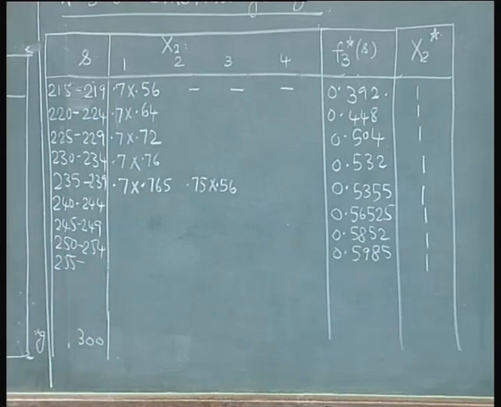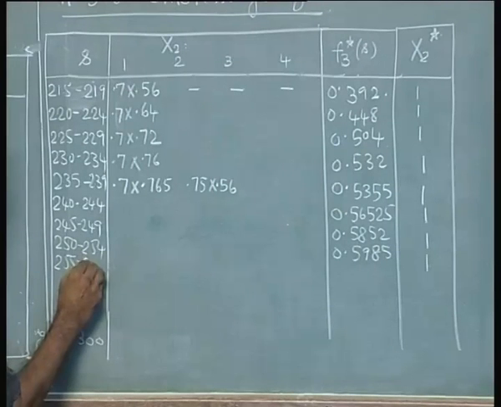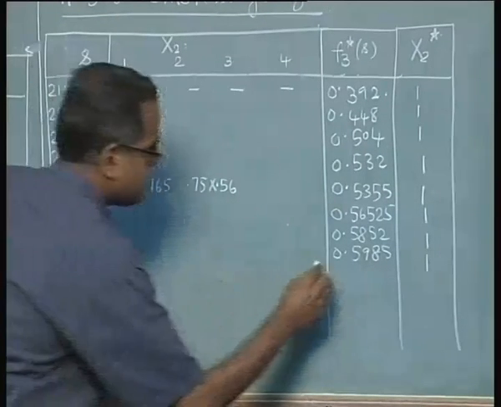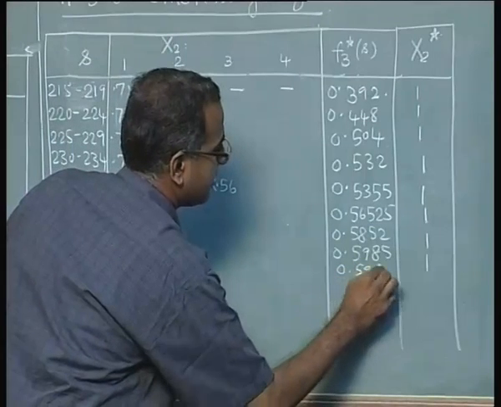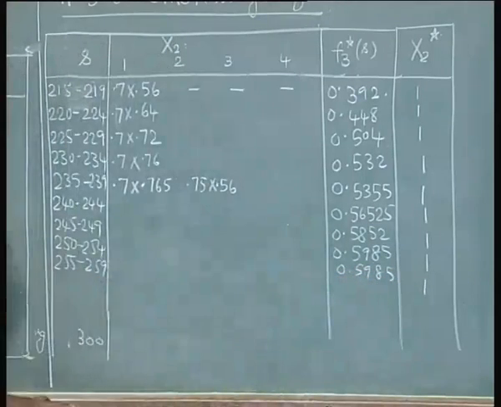255 to 259 we have the same 0.5985, 1, and so on. Now all these are shown in these two tables. We first go to the previous table.